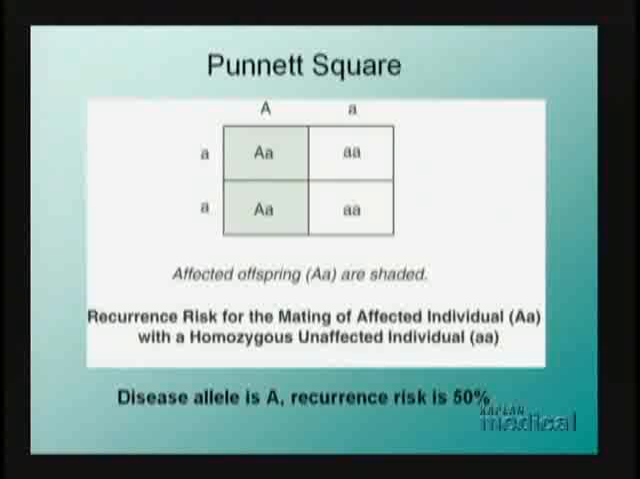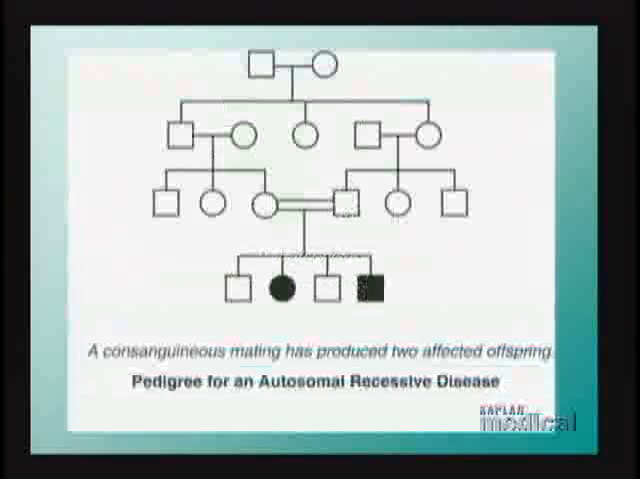So don't get confused by that as we go through the various Punnett squares in this section. In this particular case, you can see that 2 out of the 4 boxes are colored in, so the recurrence risk in the child, the probability that the child would be affected by the disease, is 2 out of 4, or 1/2, or 50%. The recurrence risk is 50% for an autosomal dominant disease.